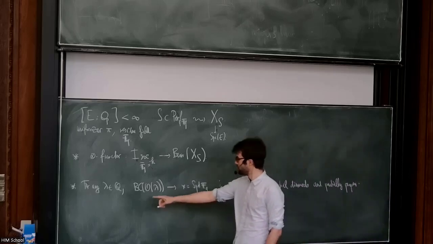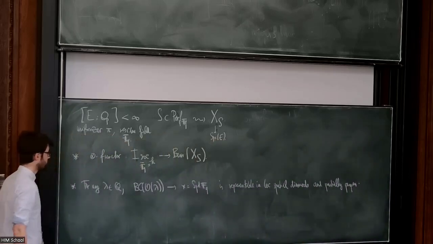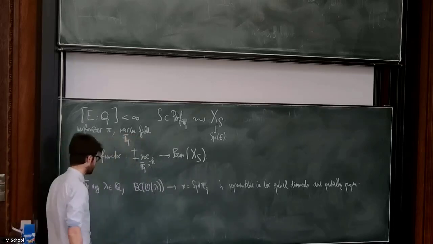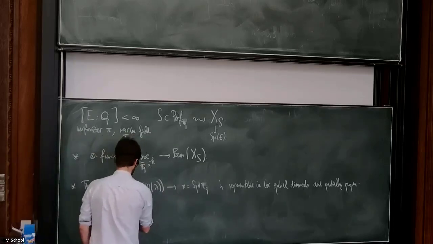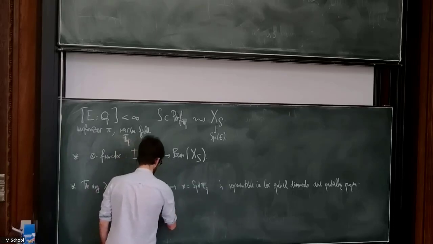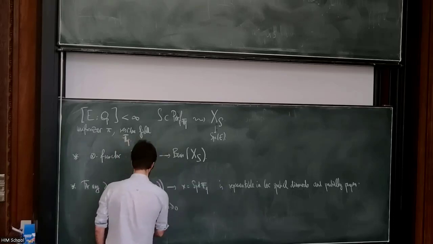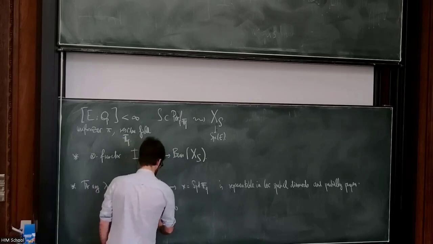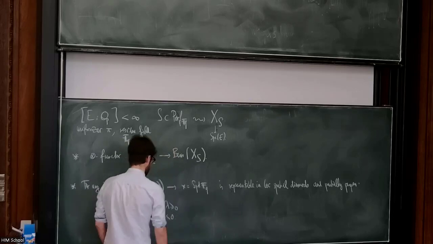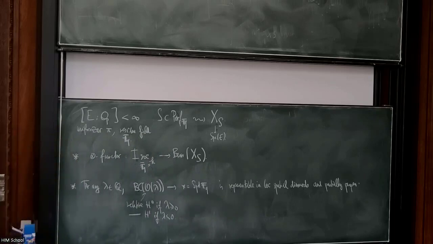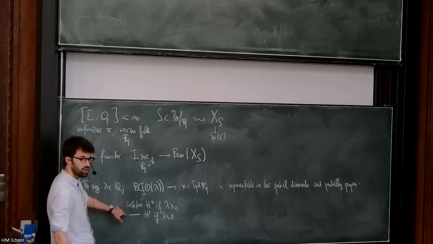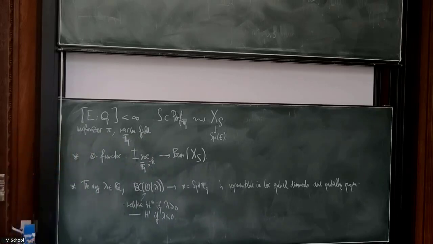And the definition of this object, of this diamond, depends on the sign of lambda. So it's a relative H^0 if lambda is non-negative, and it's a relative H^1 if lambda is negative. And in both cases, the other possible cohomology just vanishes, at least pro-étale locally.